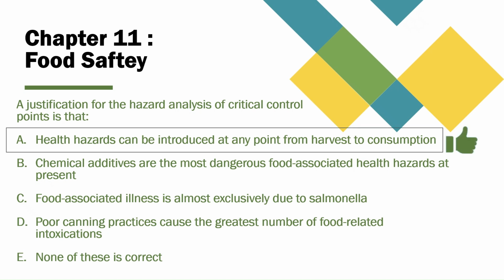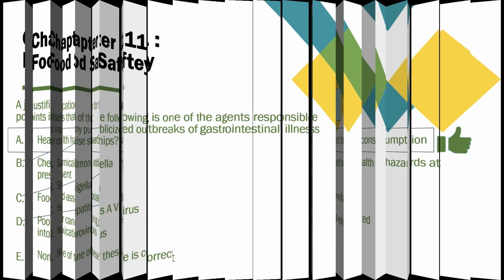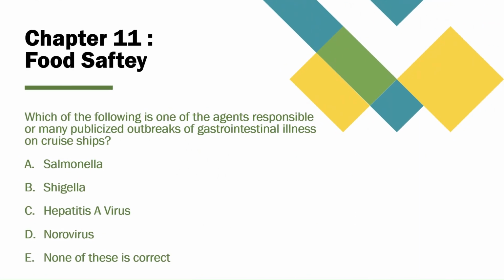The Hazard Analysis and Critical Control Point system is designed to identify, evaluate, and control potential biological, chemical, and physical hazards throughout the entire production process. This approach ensures food safety by addressing risks at every stage. While chemical additives can pose risks, they are not the most common or dangerous hazards compared to microbial contamination. Foodborne illness is caused by a variety of pathogens, not just salmonella. And poor canning practices are just one specific risk among many. Obviously, E is not correct because one of these answers is. This information can be found on page 276 in the textbook.